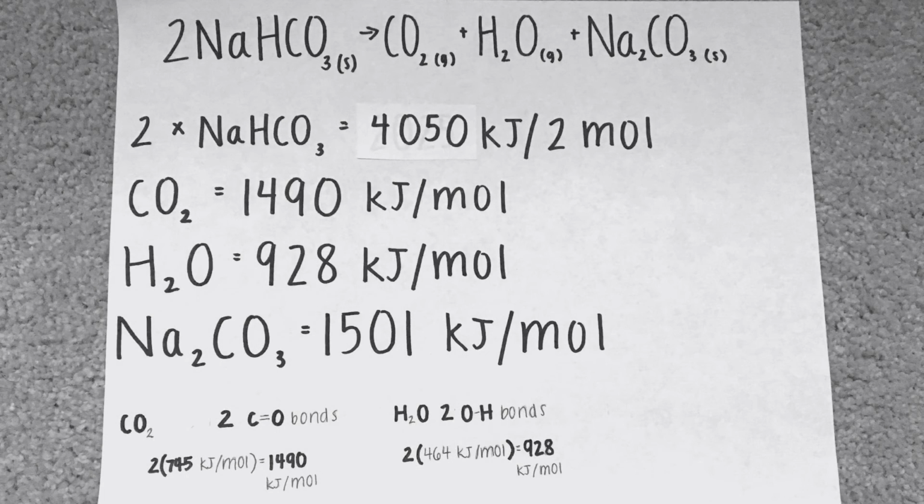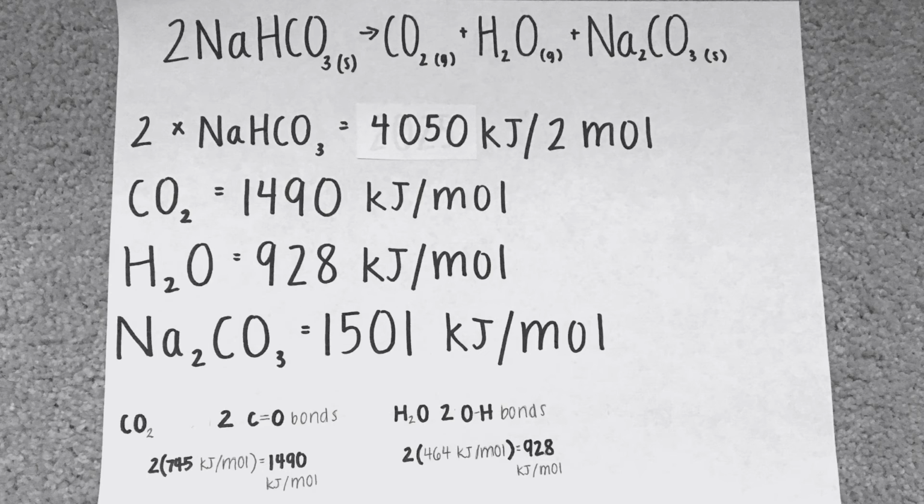This is the chemical reaction for the decomposition of baking soda, and underneath are the bond energies of the reactants and the energy of the products. To calculate the enthalpy change, we have to first find the bond energies of each molecule. 2 moles of sodium bicarbonate has the bond energy of 4,050 joules per 2 moles.